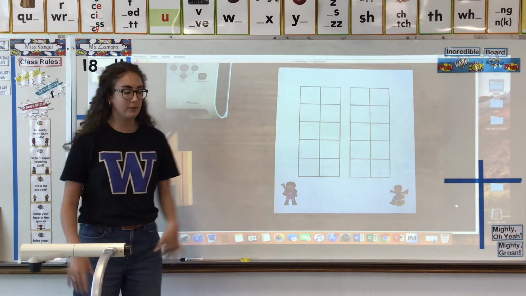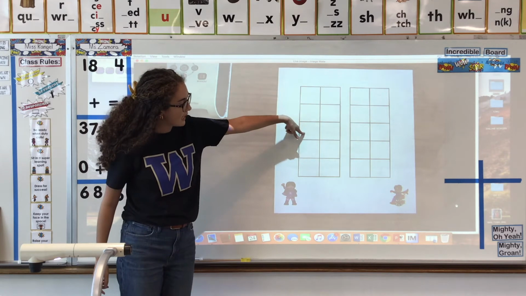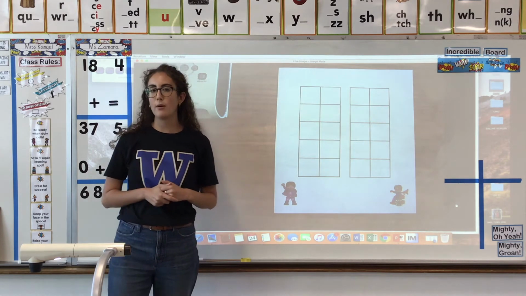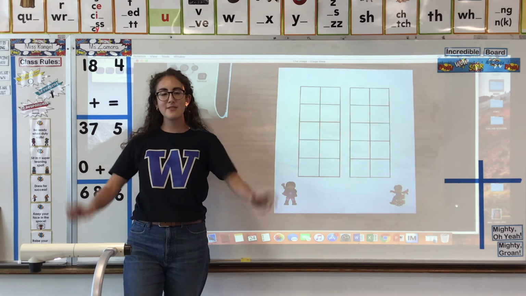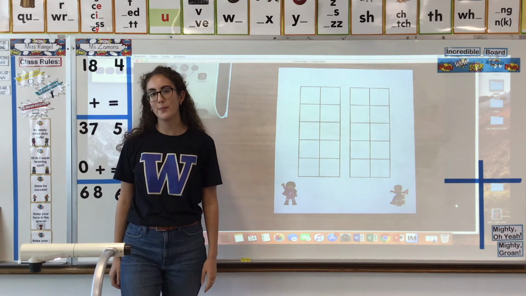So we got a lot of stuff. 10 sticks, double 10 frame, and eraser counters. Make sure you have all those out. You've got a nice flat surface so you can work.